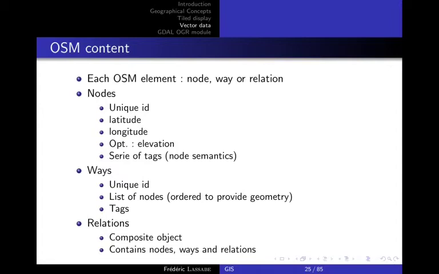Ways are also identified with a unique ID. Then the list of nodes, which are listed in the order you have to draw them to keep the geometry correct. And the same as nodes, you have the tags. And last, the relations, which are composite objects, like I said, containing nodes, ways, and relations.